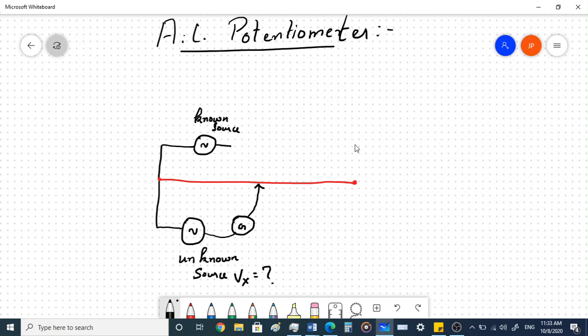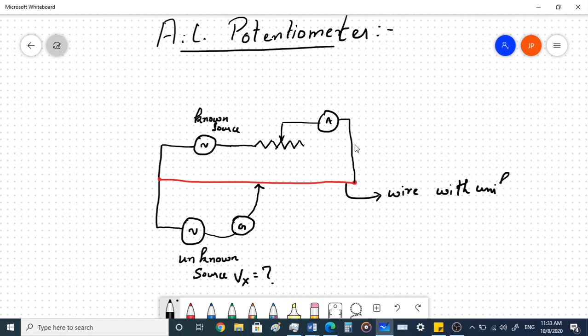Now in the previous case, if you remember, we had used a standard cell for the galvanometer calibration, isn't it? In this case, for AC measurements, we don't have such standard cells. So here we had a rheostat and then a meter, and then we connected it to the potentiometer wire, which is a wire with uniform resistance, right? Then we found the balance in the galvanometer, where the voltages got balanced.